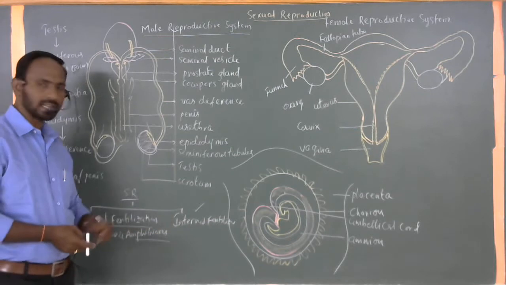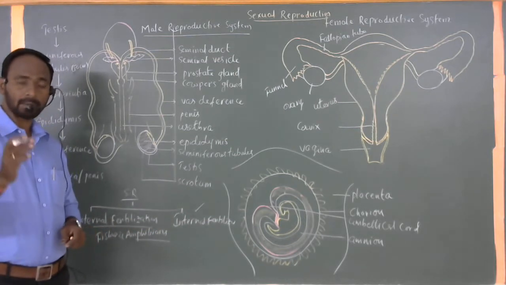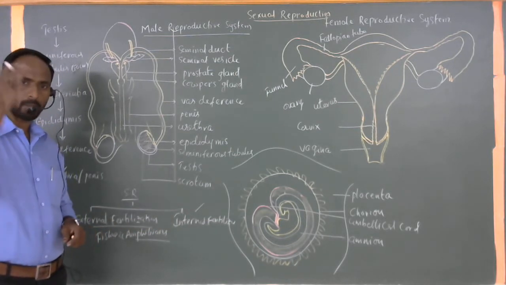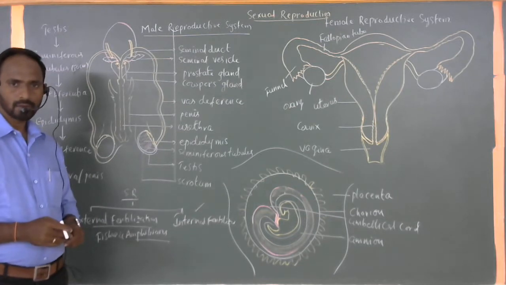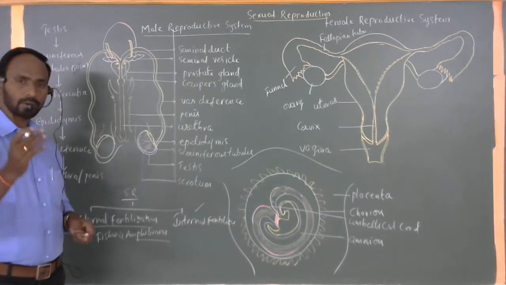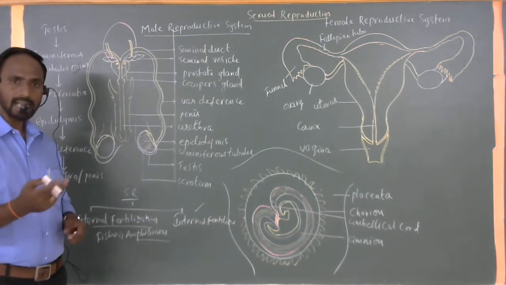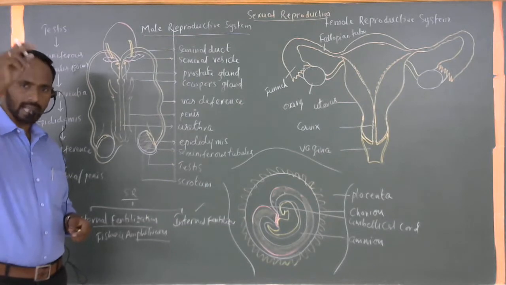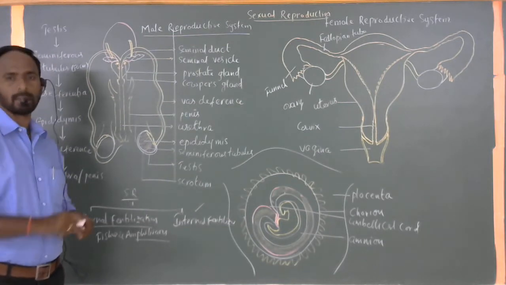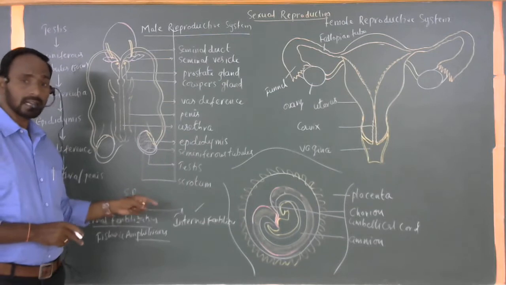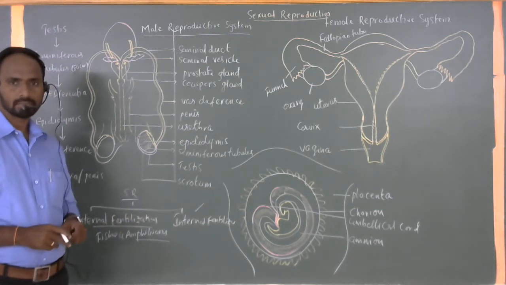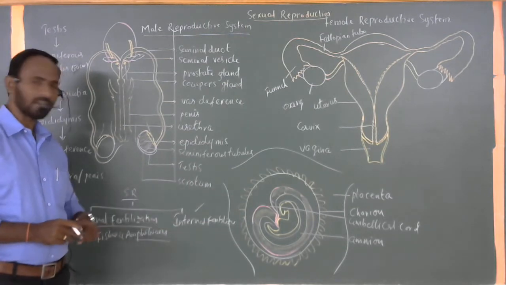Here in internal fertilization, male animals deposit the sperm cells directly into the body of the female during coitus, during the process of copulation. The sperm cell can fertilize the egg within the body of the female or the mother. Here the fertility chances are too high. High fertility chances are present in internal fertilization.